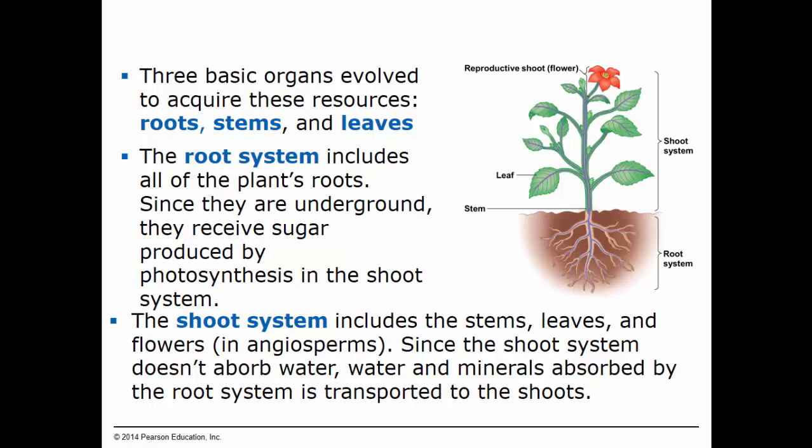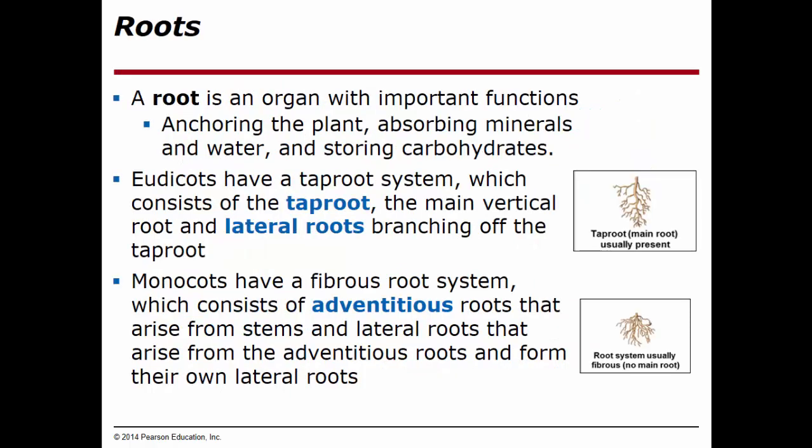The shoot system. The shoot system includes stems, leaves, and flowers if we're referring to a flowering plant. The shoot system doesn't absorb any water itself. Instead, water and minerals are transported from the root system that takes up these resources from the soil and transports them to the shoots. The primary function of the shoot system is photosynthesis. Reproduction is another function as well. Let's look in a little bit more detail at every particular plant organ.